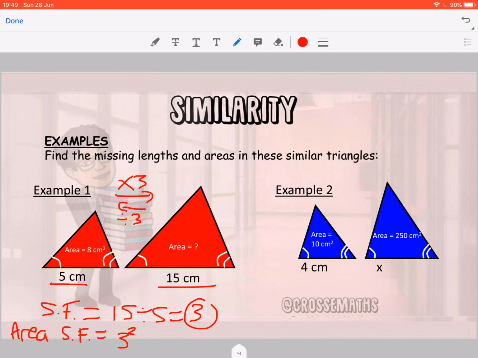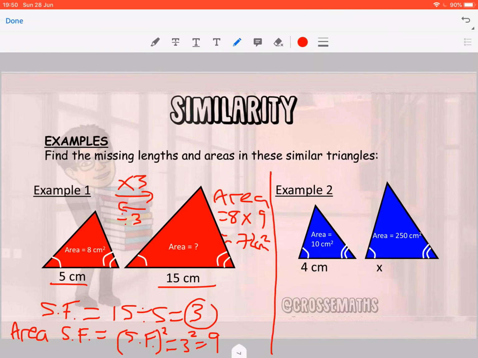So area scale factor is the scale factor squared, which in this case would be 3 squared. So my area scale factor is 9. Now if I want to find the big area, I've got to take my little area, which is 8. Area equals my little area, which is 8, times by the area scale factor of 9. This big area is going to be 72 centimeters squared. Okay, and that's how it works. Area scale factor is the normal scale factor squared. So if I wanted to go from area scale factor back to normal scale factor, I'd have to square root.